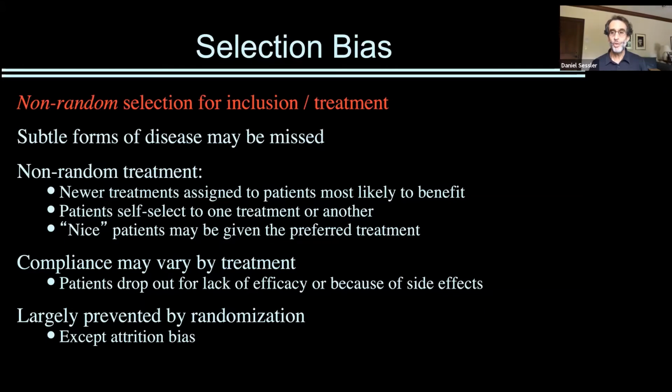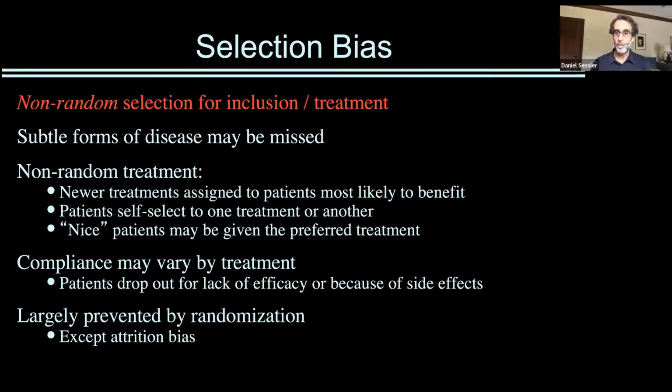Furthermore, treatments in a retrospective study may be non-randomly allocated. For example, newer treatments may be assigned to patients that clinicians think are most likely to benefit, or patients may self-select for one treatment or another, and patients who are socially well-connected and rich may demand the latest and presumably best treatment. Compliance may vary by treatment. So patients may be allocated to a treatment or may select a treatment, but then drop out because they perceive it to be ineffective or because of side effects.